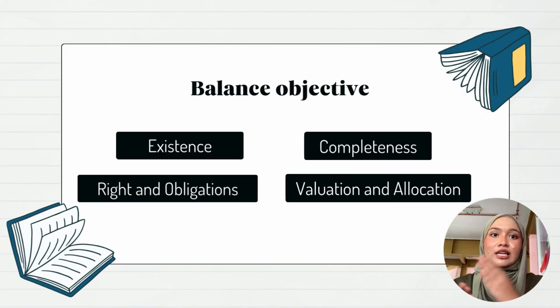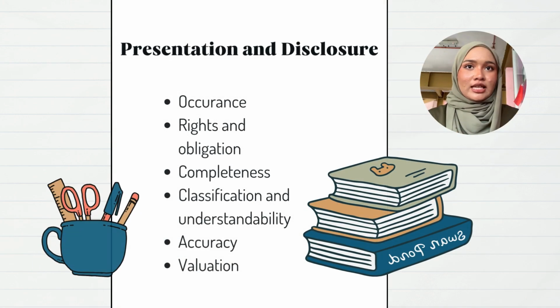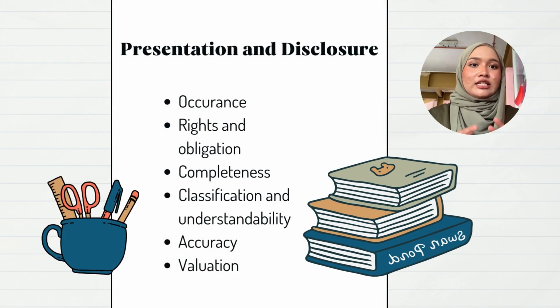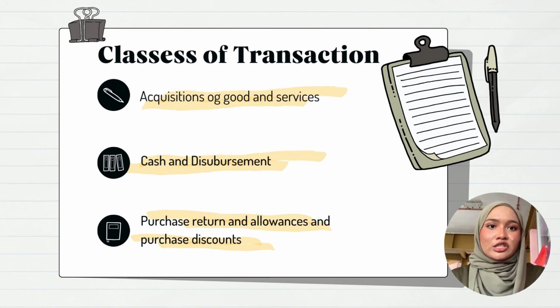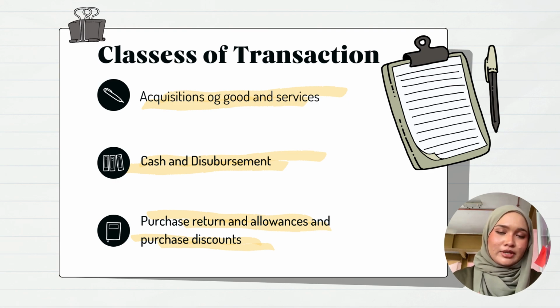And then under balance objective, there are another four management assertions, which is existence, rights and obligations, completeness, valuation and allocation. Last but not least, under presentation and disclosure, there are occurrence, rights and obligations, completeness, classification and understandability, accuracy and valuation. There are three classes of transaction, which is acquisition of goods and services, cash disbursement, and purchase returns and allowance, and purchase discount.